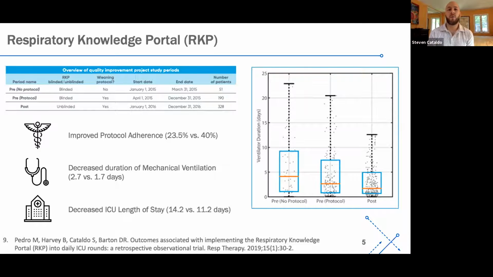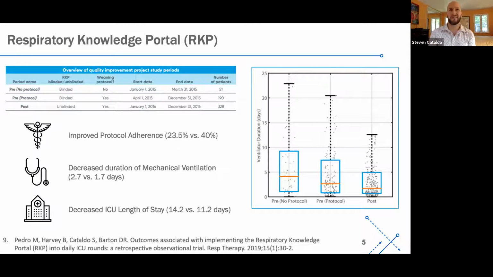We thought, what if the Respiratory Knowledge Portal was available to us where we needed it most, which is on rounds? What if it was real-time or near real-time data? What if we could look at it and see exactly what's happening with the patient right now, not hours ago, not when I checked it before rounds, 4 hours ago, that kind of stuff, what we call near real time.